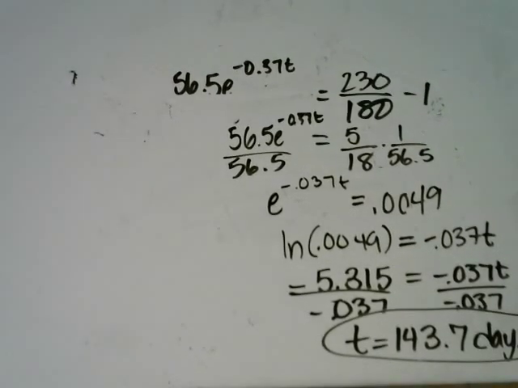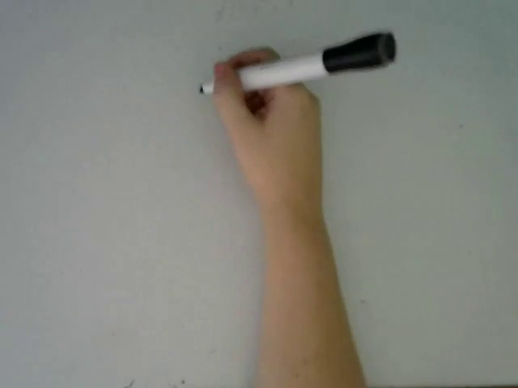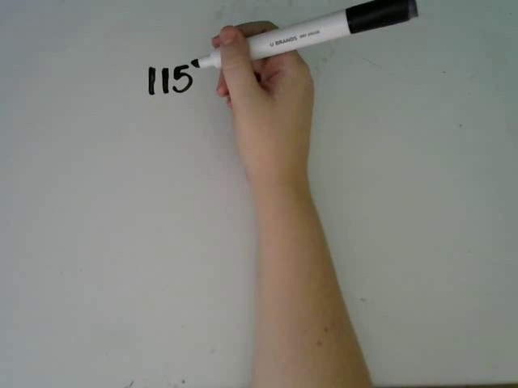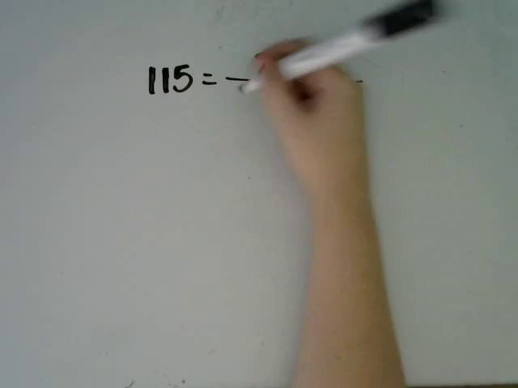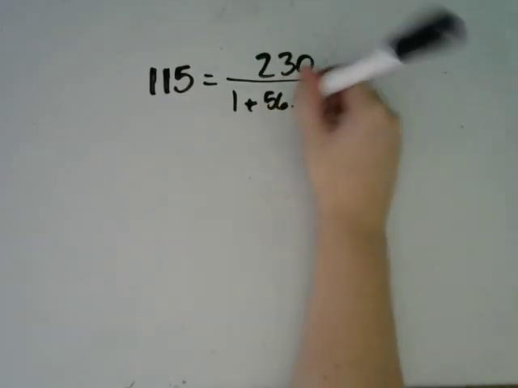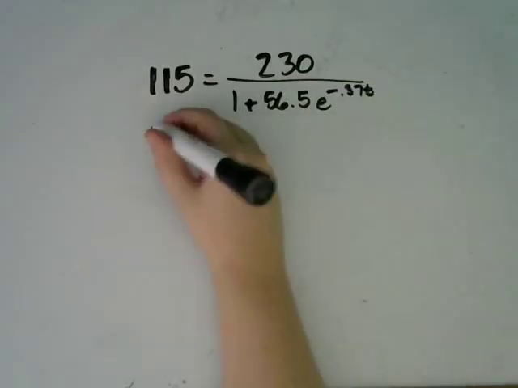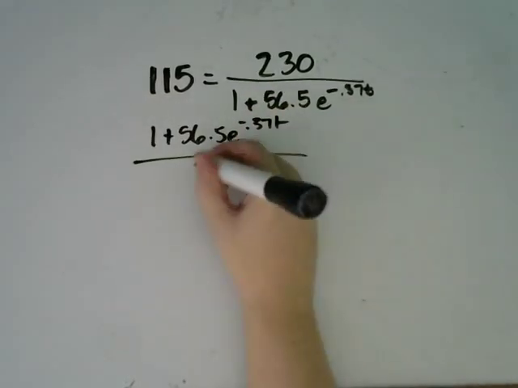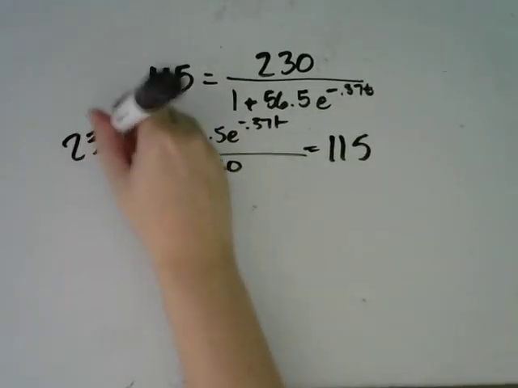14 days. But let's calculate this inflection point. And it gives us a chance to practice these solving skills. So I'm going to say 115 flies is equal to 230 over 1 plus 56.5 e to the negative 0.37t. Reciprocate. And you could do this by cross multiplying. You'll get the same result.